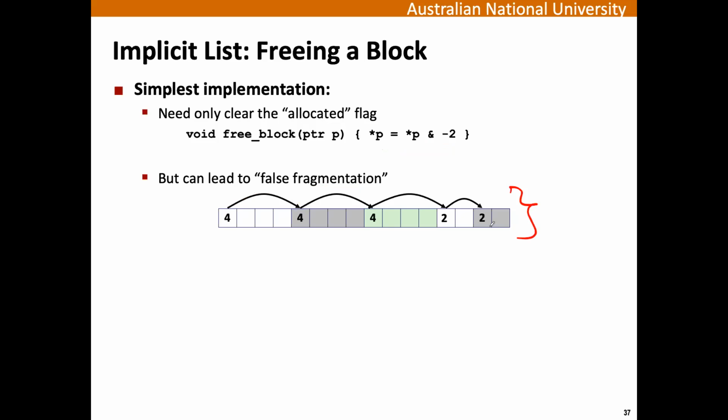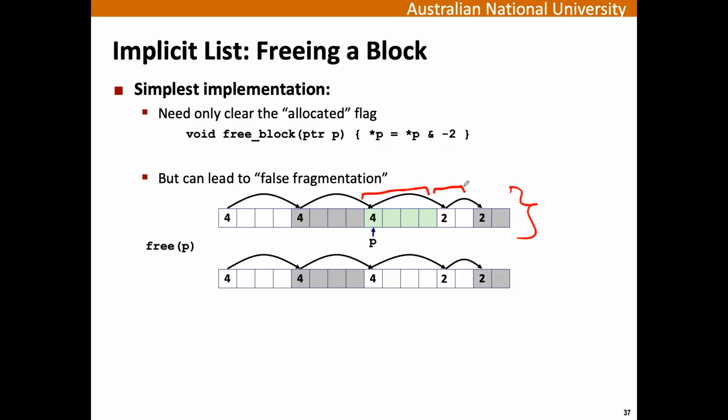And so we have this block here in green with 4 words, and then we have a block that is free with 2 words. And so what we do is we say that we want to free this green block. Okay, so we will end up with this. We have 2 contiguous blocks next to each other that are not really merged together. One of them has 4 words and one of them has 2 words. We could merge them to prevent false fragmentation.